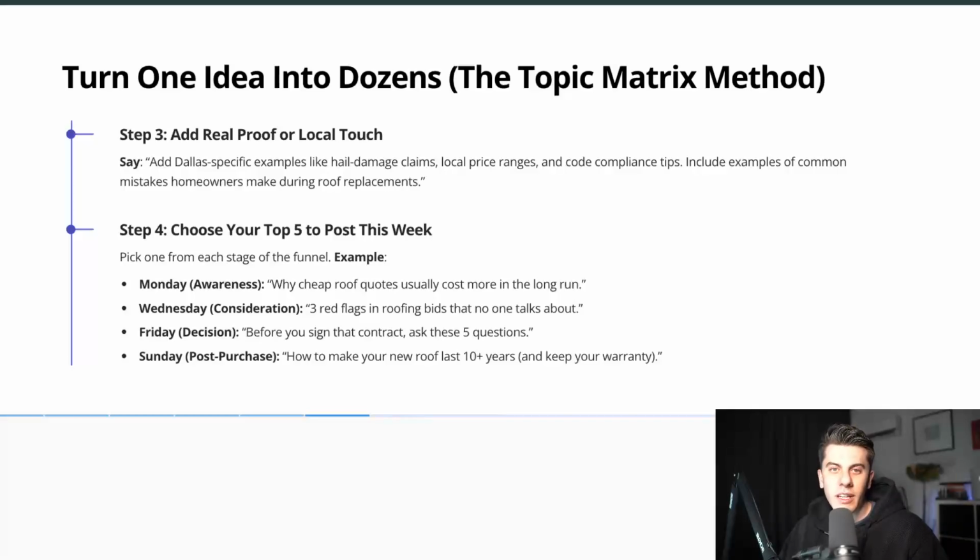So here's what you'll say to ChatGPT next. Use this prompt, add Dallas-specific examples like hail damage, claims, etc. Now ChatGPT will rewrite those same ideas that I mentioned here, but this time with local credibility. It'll mention insurance adjusters, local permit laws, even specific Dallas neighborhoods. And when you post that, your audience will instantly trust you more because it doesn't sound like AI, it sounds like you. Now, choose your top five to post this week, okay?